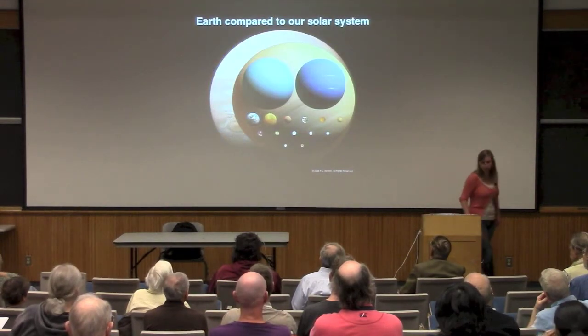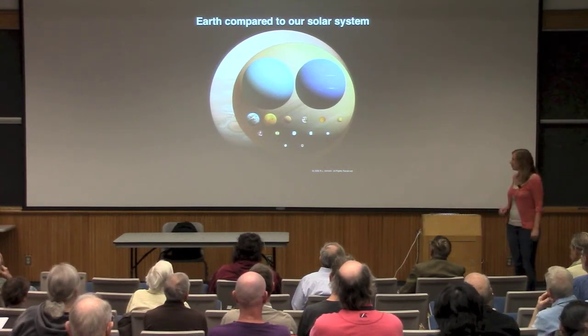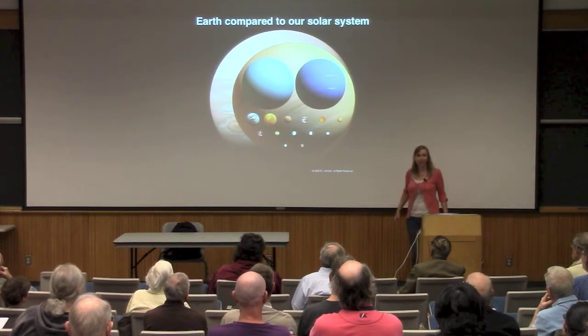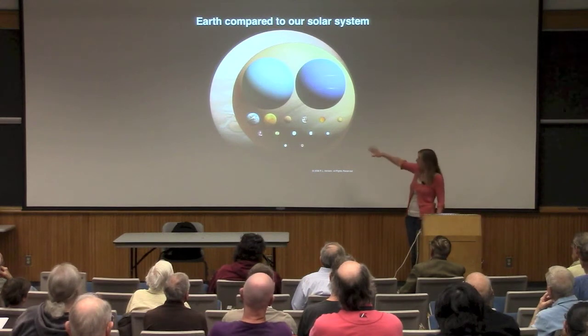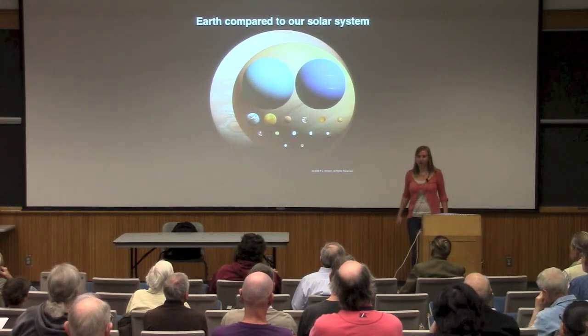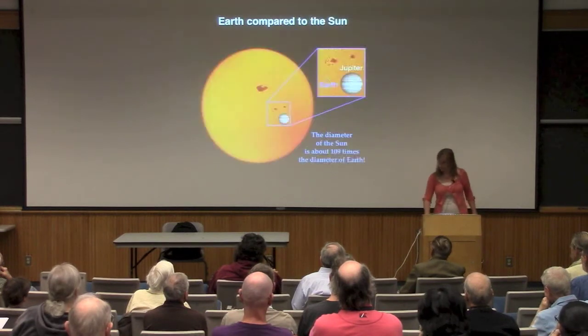Here you see an overview of all the different planets in our solar system, scaled by size. I don't have a laser pointer, but I think you all see where the Earth is. The Earth is definitely not the smallest among our planets, and you also see some other objects which are not classified as planets anymore, but it's definitely not among the biggest planets. But if you then compare the Earth to the Sun, our Earth is really tiny.